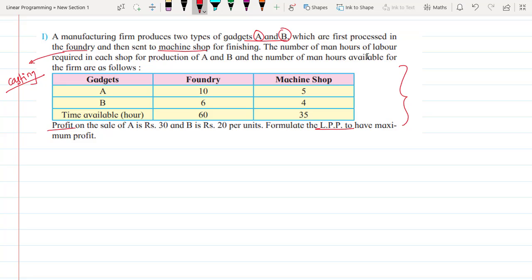Now let's take gadget A and gadget B. For gadget A, under the foundry it requires 10 hours and under the machine shop it requires 5 hours, and for gadget B it requires 6 hours and 4 hours. The total availability is 60 hours and 35 hours. Maximum profit is what you want. The profit on the sale of A is 30 rupees and 20 rupees per unit for B.